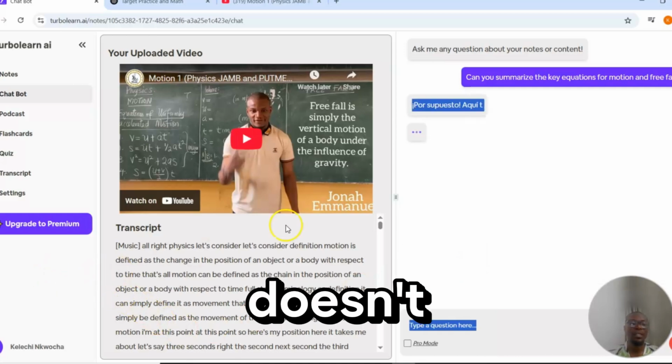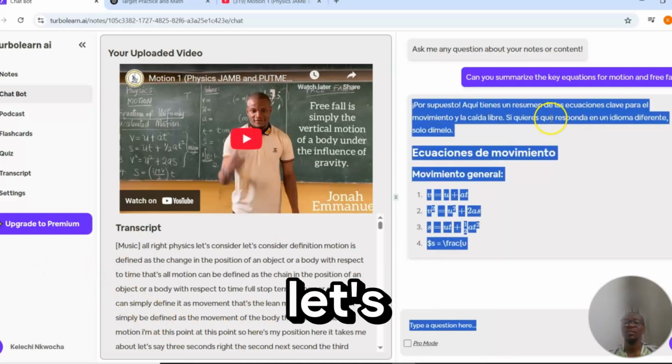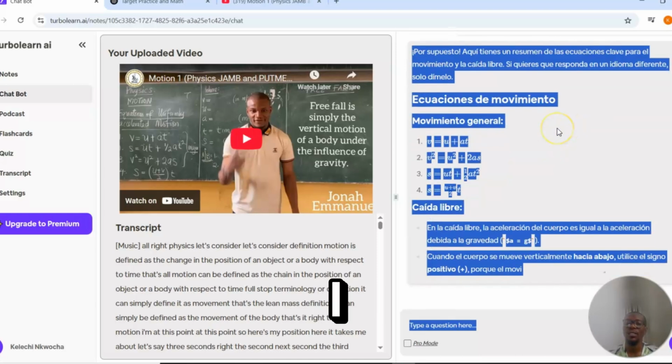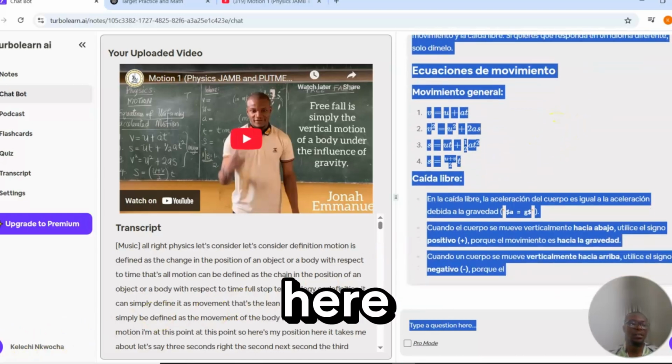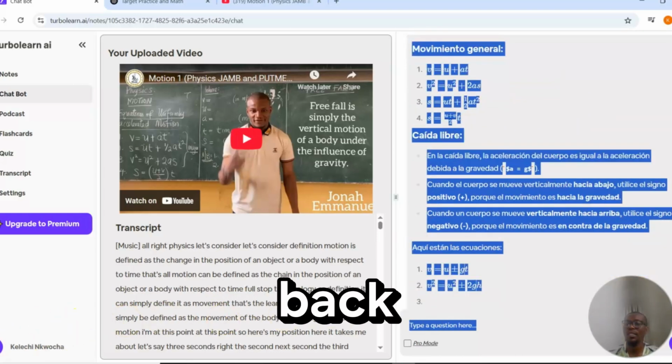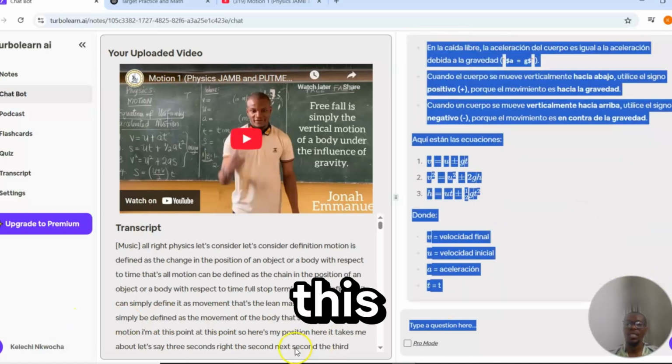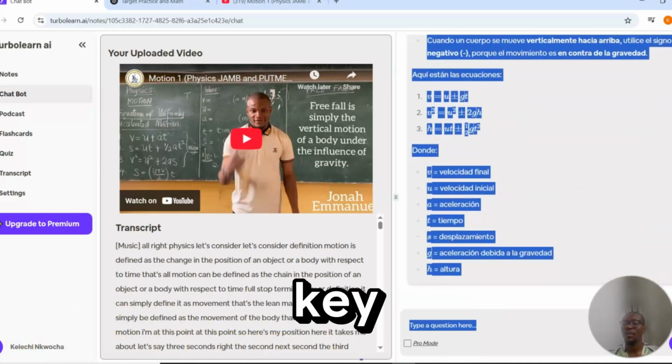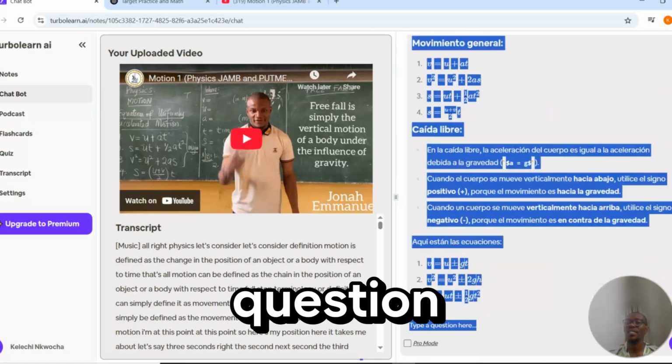This doesn't look like English, so let's rectify this. I think something is wrong with the settings here, so I'll come back and fix this. Can you summarize the key question? Okay, fine. Let's see. Ask me any question.